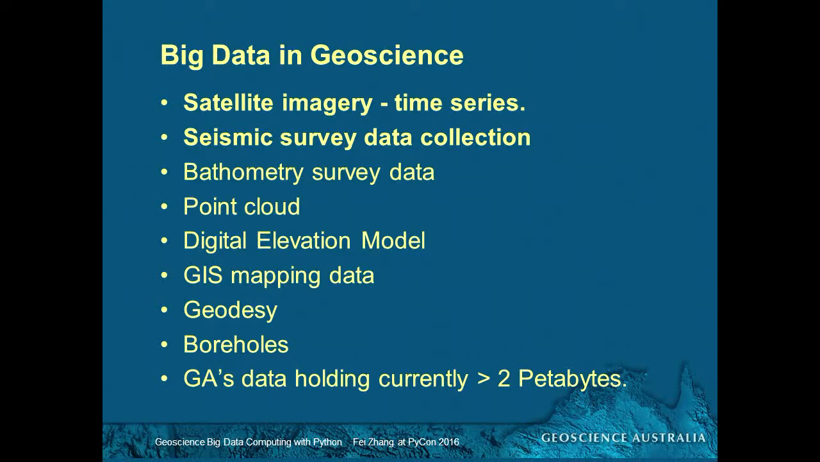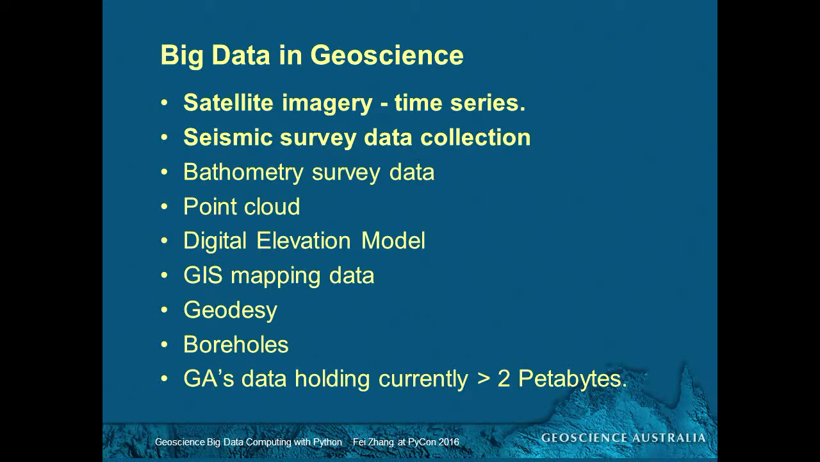So where are the big data in geoscience? Basically, there are a few areas I can highlight here. One is satellite imagery time series. We collect satellite data virtually every day. When satellites pass through Australia, we have a ground station in Alice Springs to acquire the data broadcast to the ground station. That's done every day over the past nearly 30 years.